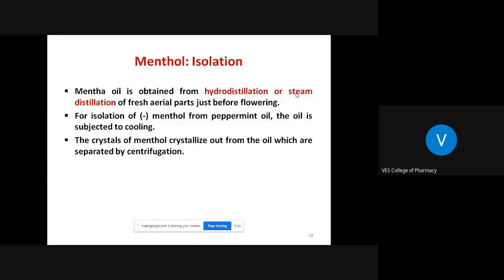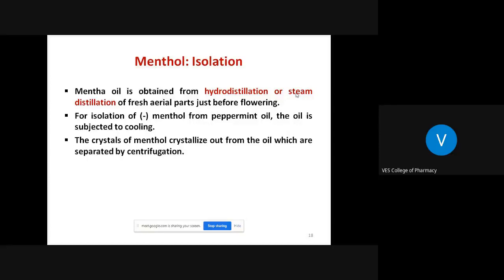Isolation of menthol. Usually mentha oil or menthol is obtained by the process of either hydrodistillation or steam distillation by using fresh aerial parts of the plant material just before flowering. So before the plant material achieves the stage of flowering, you have to collect the fresh aerial parts of the plant material and subject it to either steam distillation or hydrodistillation.